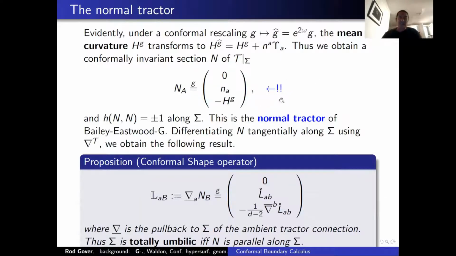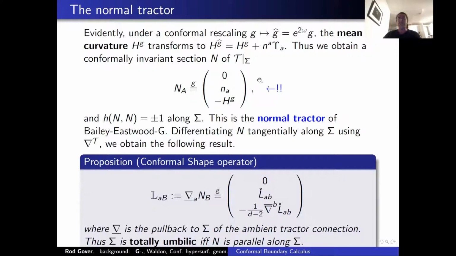And I'll put these double exclamation marks because I want you to be excited at this point. This is a very good object. I mean, for a start, it's very simple, right? It's just a tractor made almost entirely out of the conormal. This is an observation made a long time ago in the original article with Bailey and Eastwood. But it gives us a tractor equivalent of the conormal.